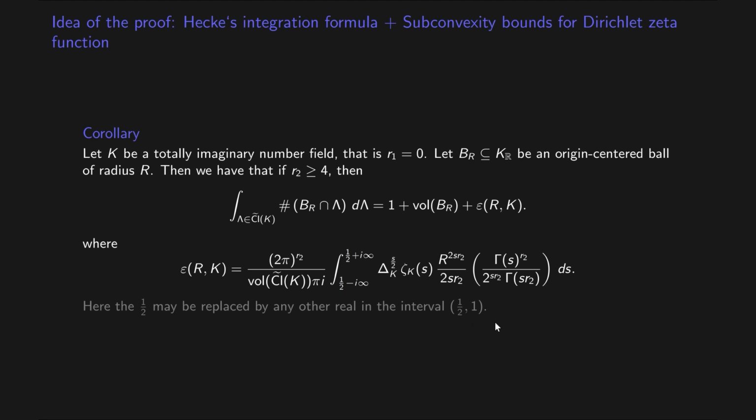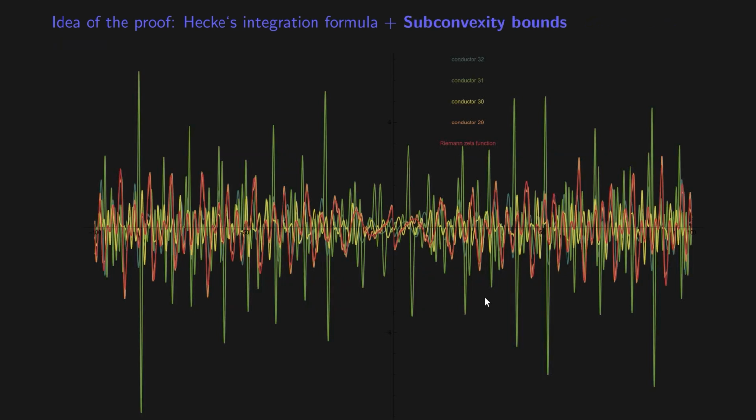And here we are lucky. In order to get the nice result that we need, we do not need the generalized Riemann hypothesis in its most complicated form. The subconvexity bounds are already sufficient for us. And so here is the plot which shows this behavior of various L functions on the critical line.